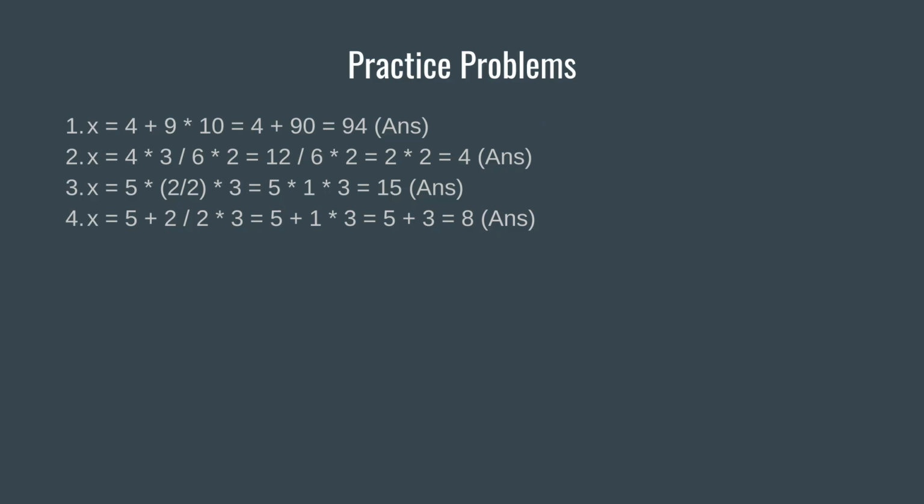In the next question, we encounter the brackets, which are of the highest precedence. So first we divide 2 with 2 and get the answer 1, and then we multiply 5 with 1 and with 3 and get the answer 15, which is our final answer. In the last question, we follow the same rule for the same precedence, and we first divide 2 with 2 and get 1, and then multiply 1 with 3, and at the end add 3 with 5 and get the answer 8 as our final answer.